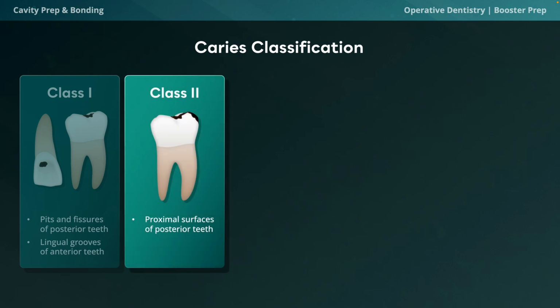Next, we have Class 2 cavities, which occur on the proximal surfaces of posterior teeth. Now, since it's tough for us to directly see these areas, you're gonna need radiographs. As for the prep, we have to remove the contact point between the teeth. That's an important consideration when restoring Class 2 preparations.